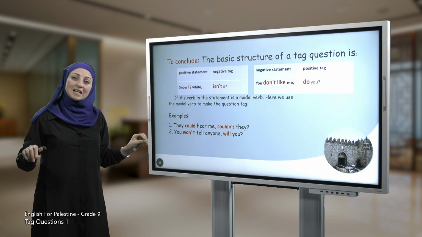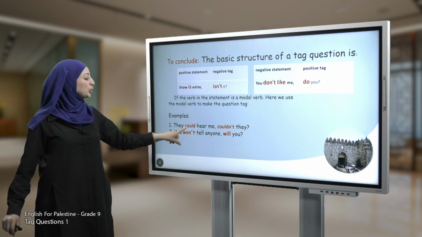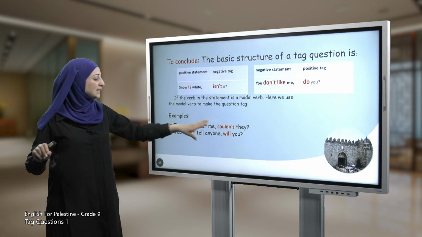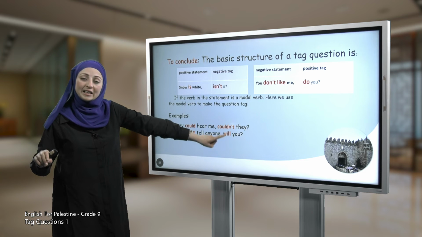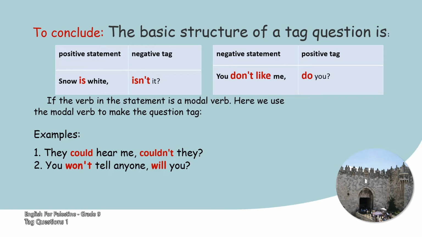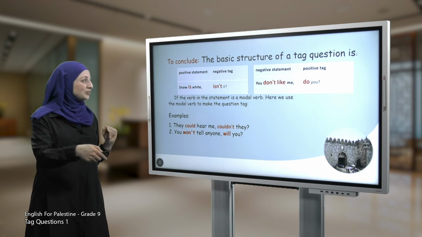So, examples here. In those examples, you will have modal verbs. Number 1, they could hear me. The verb here is could and it's a modal verb. I will use it in a negative tag and it will be couldn't they. Number 2, you won't tell anyone, will you? This is all about this. So let's continue.